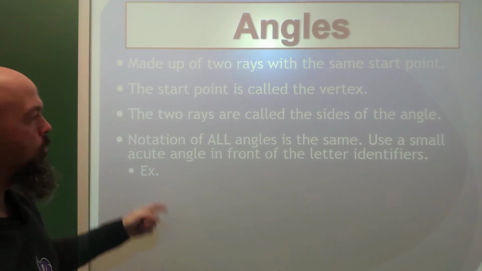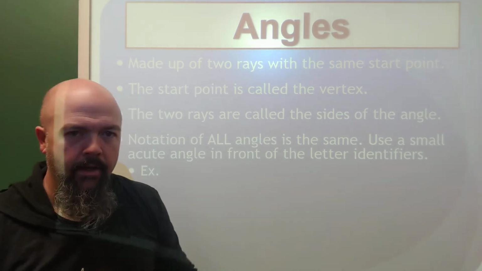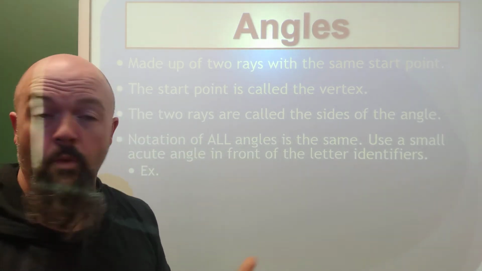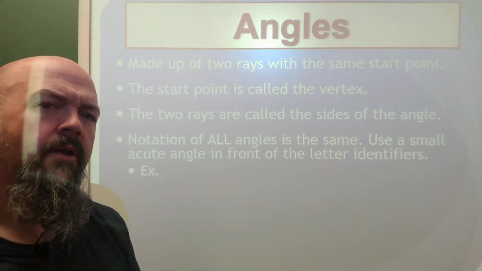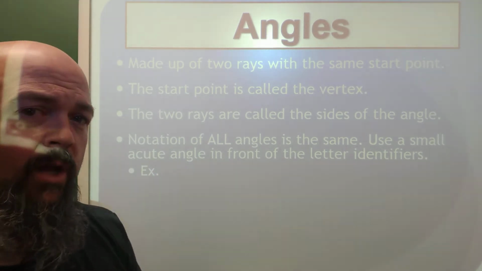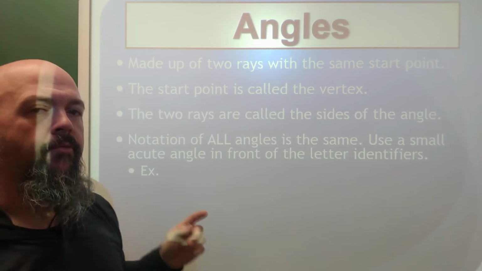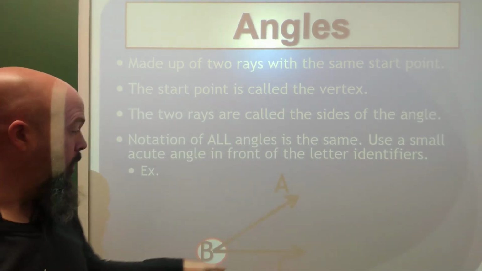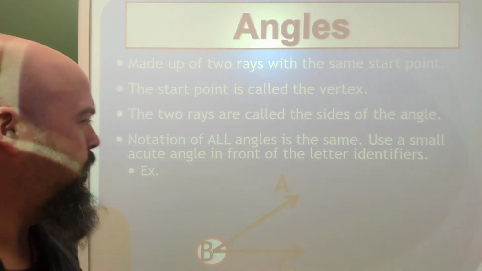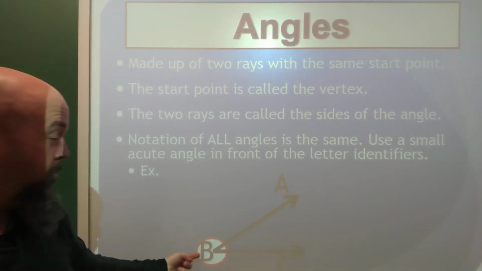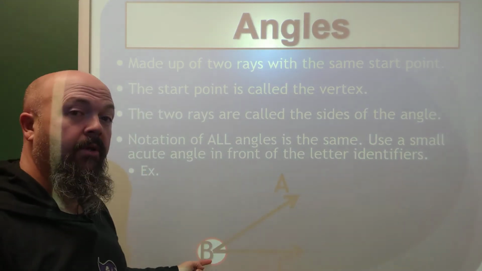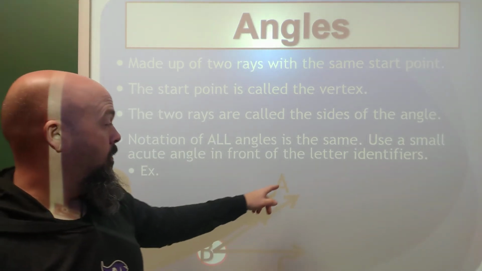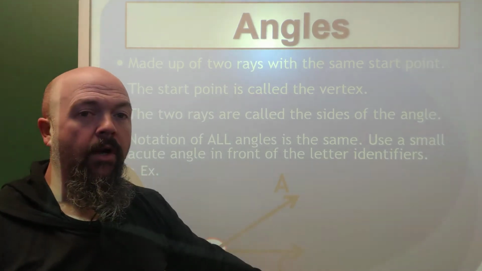When you are notating rays, it doesn't matter what kind of ray it is: acute, obtuse, straight, zero, whatever. When you're notating it, it's really simple. It's the same shape in front of the letter identification. So here we have our angle. This is A, B, C. You can see the bottom. B's our vertex. That has to be the way we write this, in order with the vertex in the middle. Ray to vertex to ray.